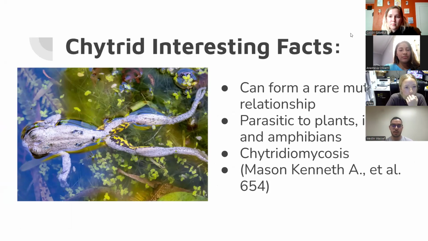Chytrid interesting facts. They can form a rare mutualistic relationship with the guts of mammals. They're parasitic to plants, insects, and amphibians, as in the frog in the picture. Chytridiomycosis is a deadly skin disease in frogs, linked to the decline and extinction of 7,200 species.